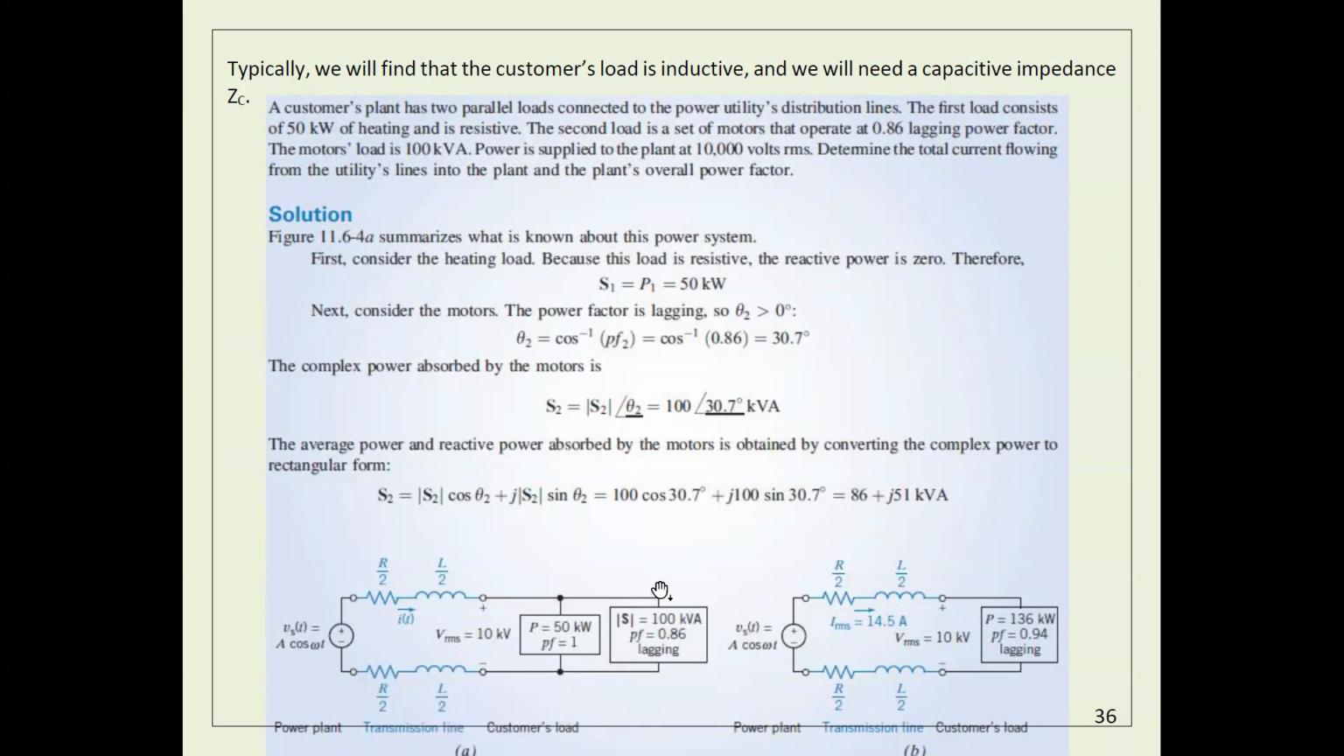The second load is a motor. Motors have a lot of inductors, okay? So that's why the second load is a set of motors that operate at a lagging power factor of 0.86 lagging, and it gives you the magnitude of the power.